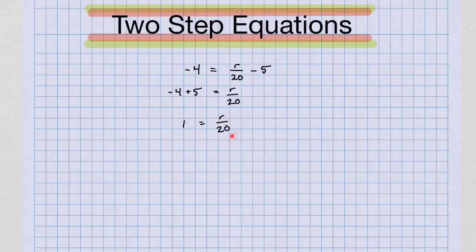Okay, r is being divided by 20. To get rid of a division operation, we need to do a multiplication operation. So let's multiply 20 to both sides. So now we have 1 times 20, that equals 20. So r equals 20. There's our answer.